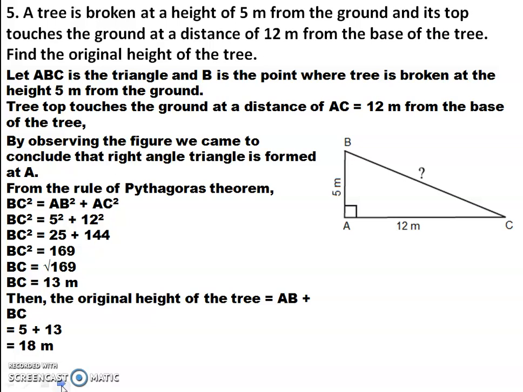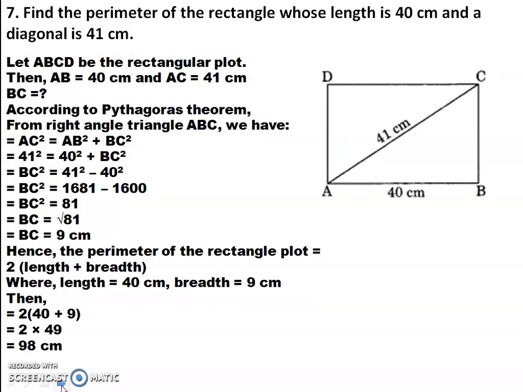Okay. Next question. Find the perimeter of the rectangle whose length is 40 centimeter and a diagonal is 41 centimeter. Now what happened? What is the formula for perimeter of a rectangle? It is 2 into length plus breadth. But what is given to you? You have the length 40 centimeter and the length of the diagonal is 41 centimeter. You don't have the breadth. So, it is your duty to find the breadth.